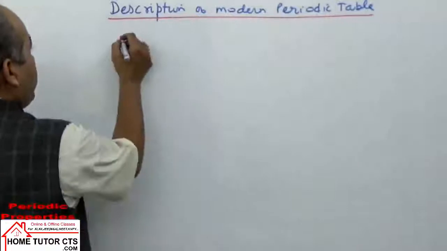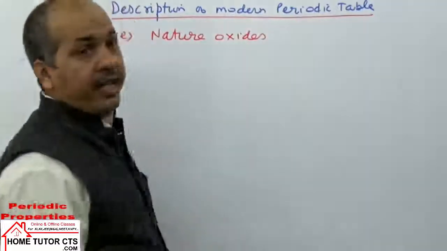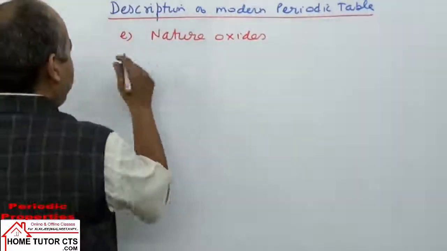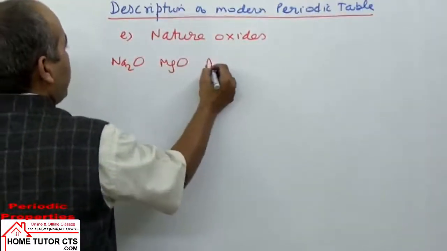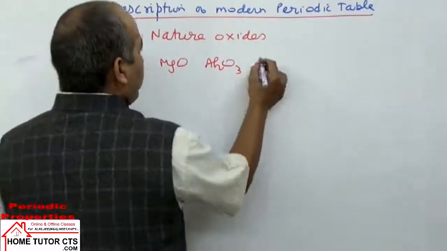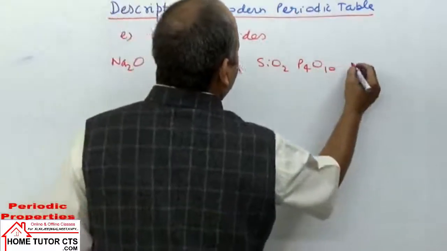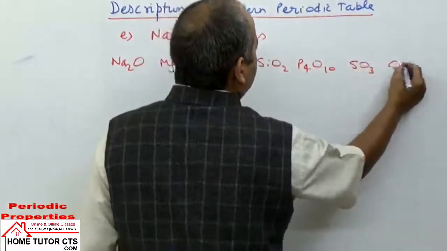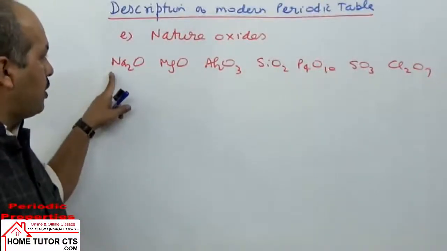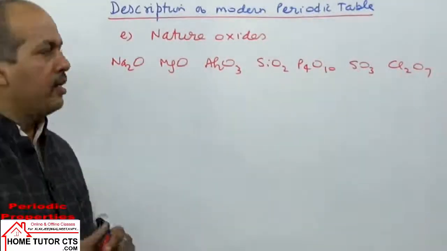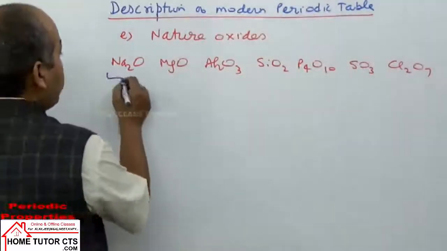Now the next property can be taken: the nature of oxides of elements. We can take, let's say, third period elements: sodium oxide, magnesium oxide, Al2O3, silica SiO2, P4O10 or P2O5, SO3, Cl2O7. We have taken the oxides of elements of the first group, second, and then groups 13, 14, 15, 16, 17. So we can take the given oxides nature wise.